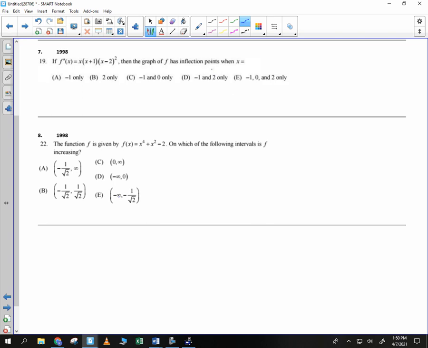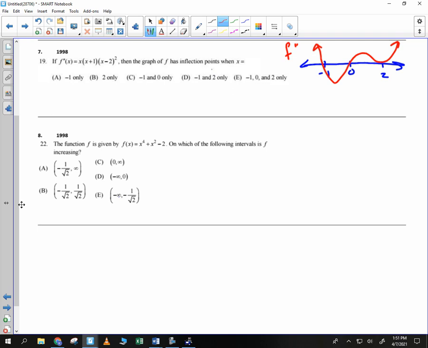So let's think about where this thing changes sign. X, that would be 0. That would be negative 1. And that would be 2. Does everybody agree that this is a 4th degree polynomial? If you were to graph it, it would look like this. That's the graph of the second derivative. I just generated the graph of the second derivative. That was straight out of your pre-calculus unit from 2 years ago or last year.